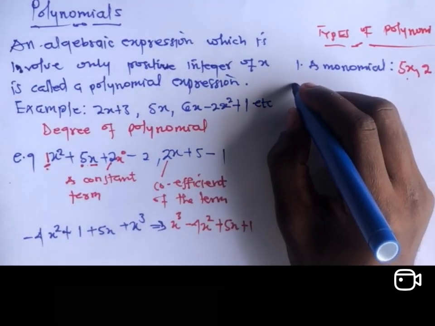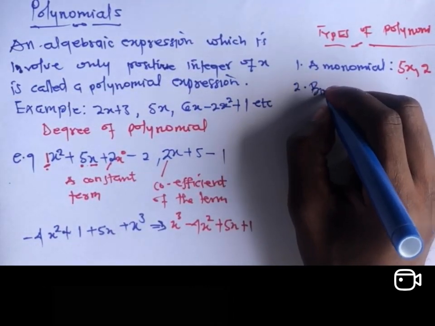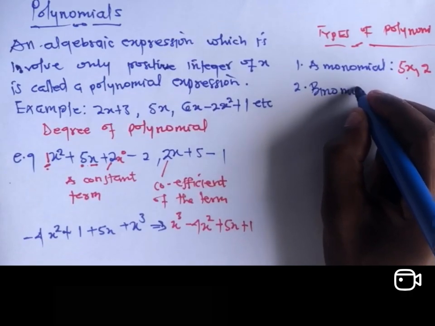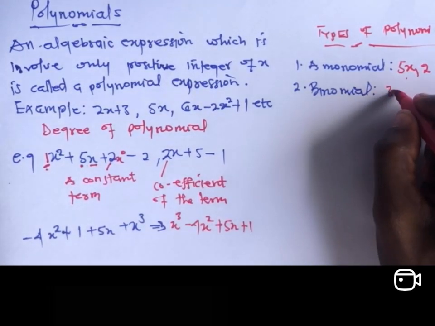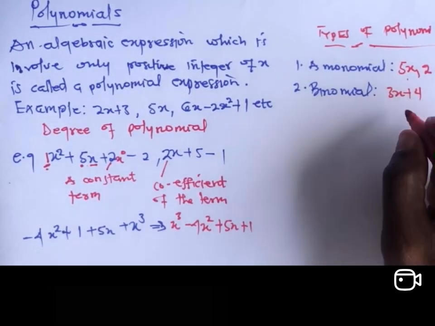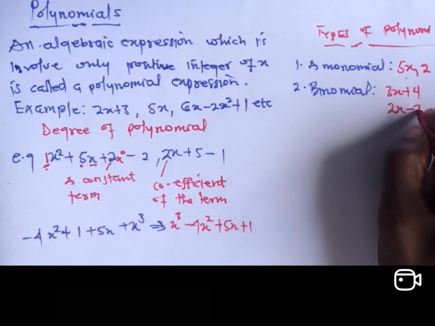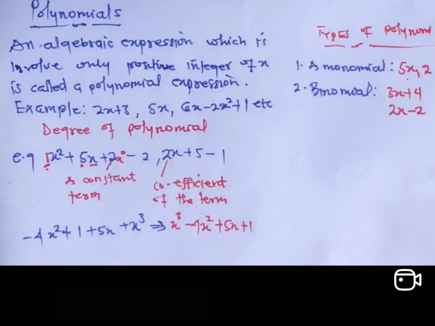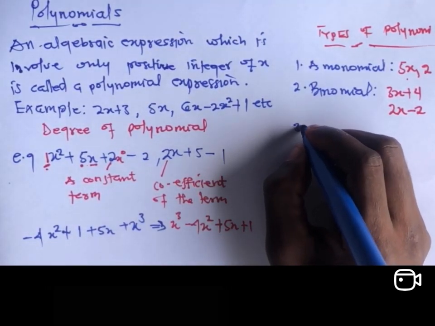Now let's look at 2. A polynomial with 2 terms is called a binomial. You can look at examples like 3x plus 4, or 2x minus 2. All these are examples of what? A binomial.